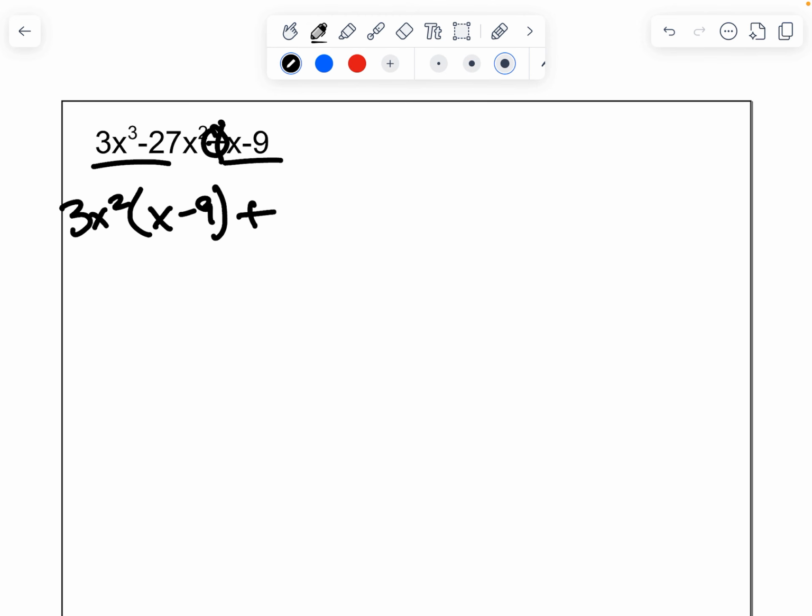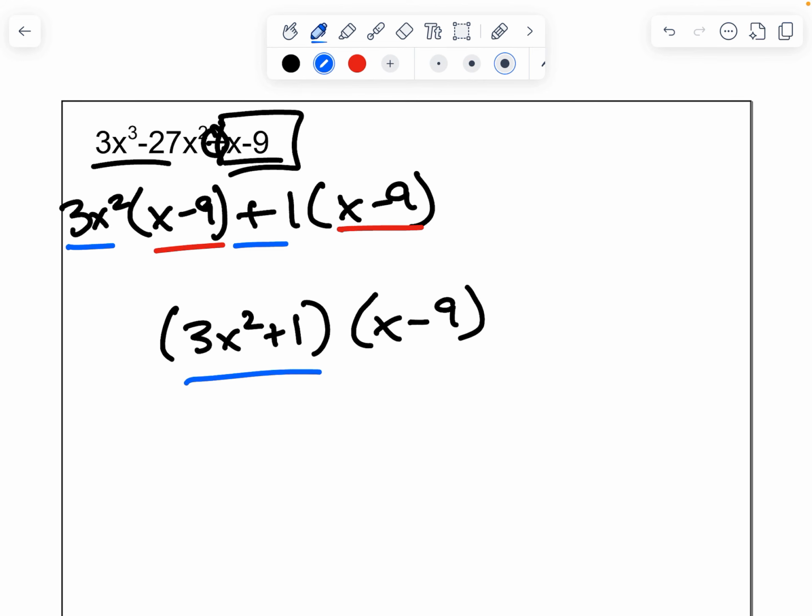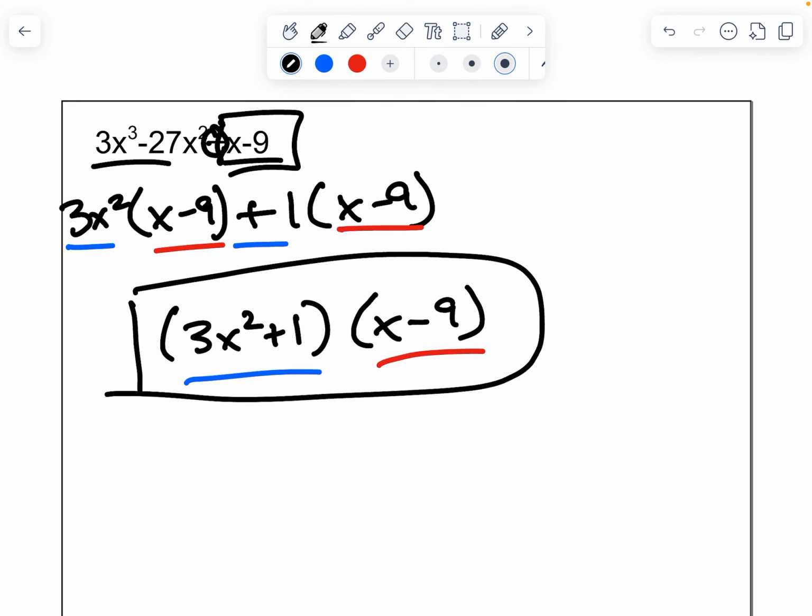Out of this next little bunch, can I take anything out? No. If I can't, then I'm just taking out a 1, x minus 9. If you can take something out of those, you absolutely will, and it would go here. All right, now you're going to look at these as an outside group and an inside group. I've got them labeled blue and red so we can have a blue group and a red group. There's always going to be one outside group, 3x squared plus 1, and one inside group, x minus 9. Again, if you took these two things and multiplied them back together, you would end up with what you started with. This is an equivalent form of what we started with.